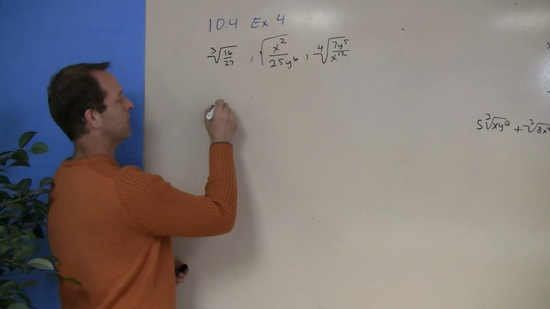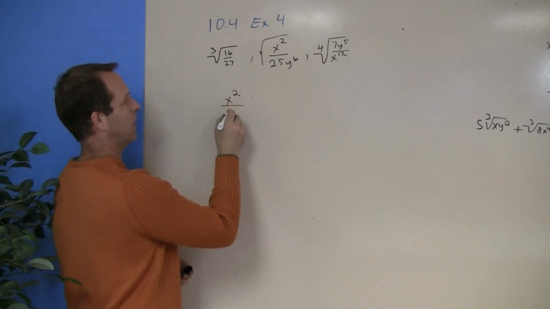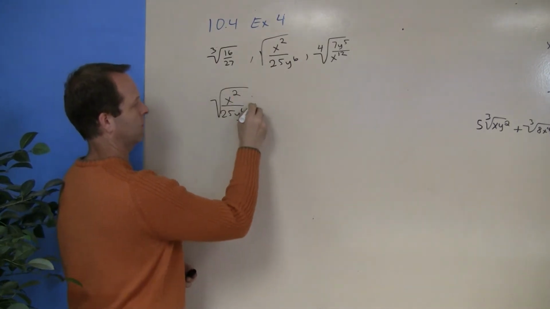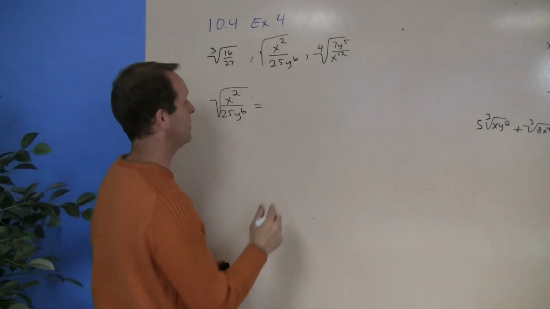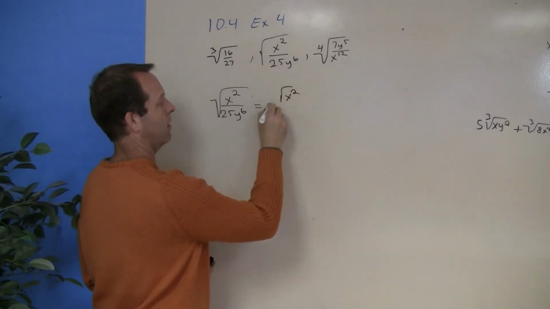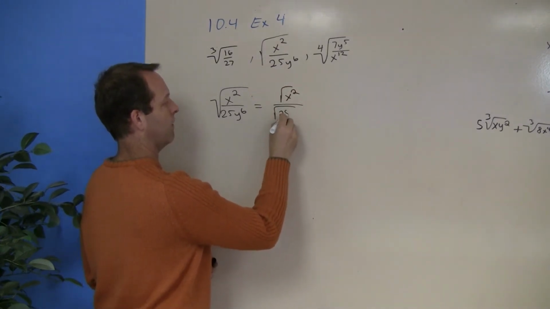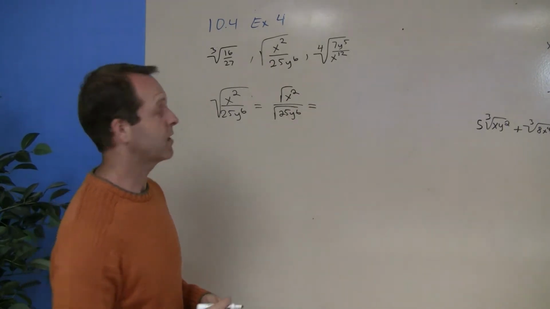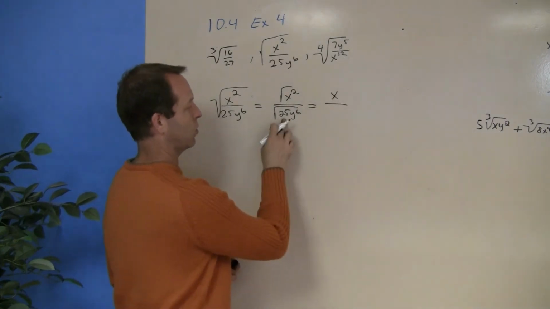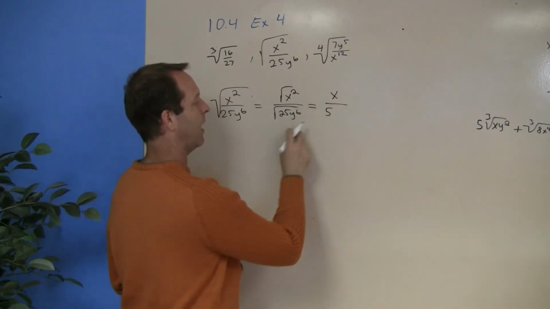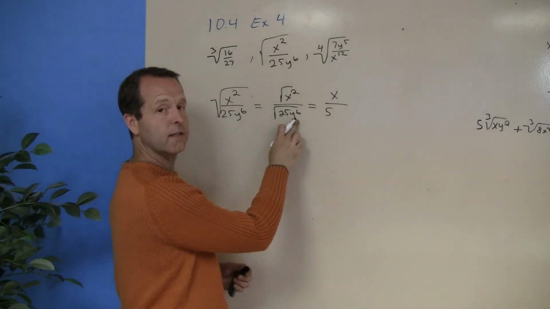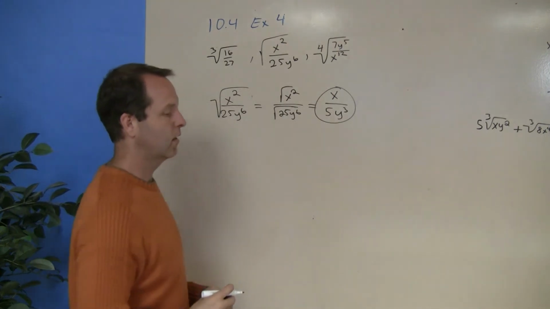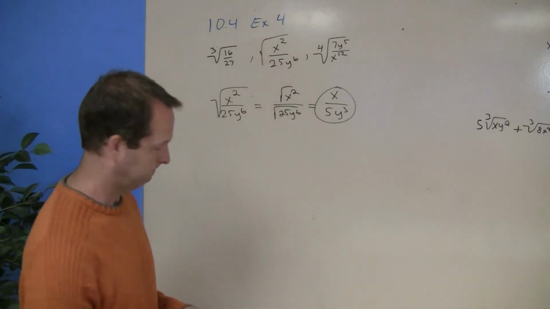I have the square root of x squared over 25y to the 6th. Quotient rule says I can break them up into the numerator, so I have a square root of x squared over the square root of 25y to the 6th. Square root of x squared is an x, square root of 25 is 5, and the square root of y to the 6th is y cubed. So x over 5y cubed.